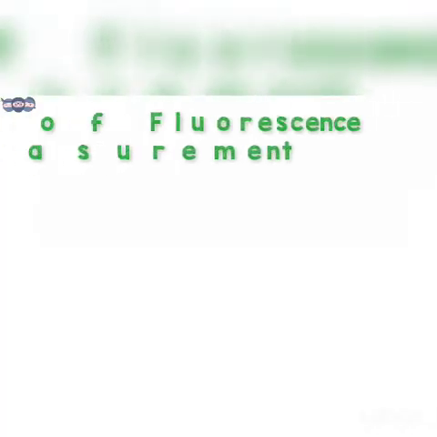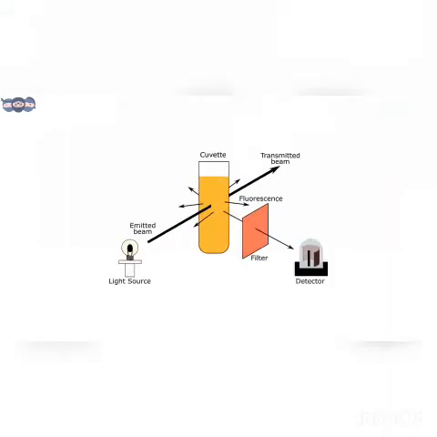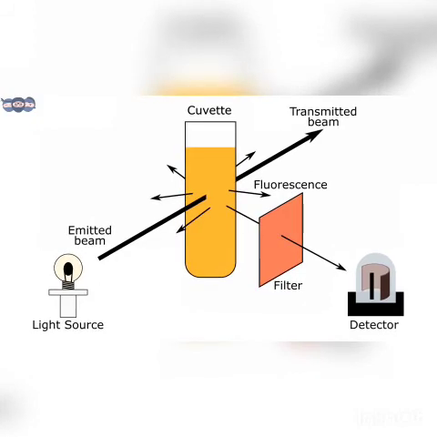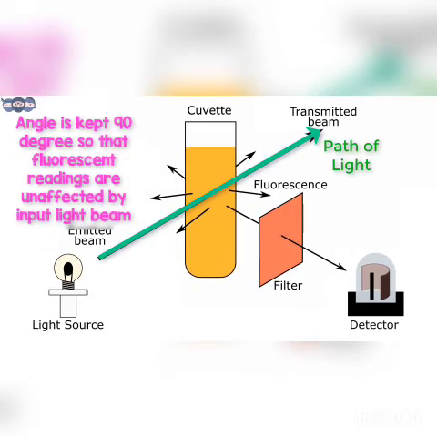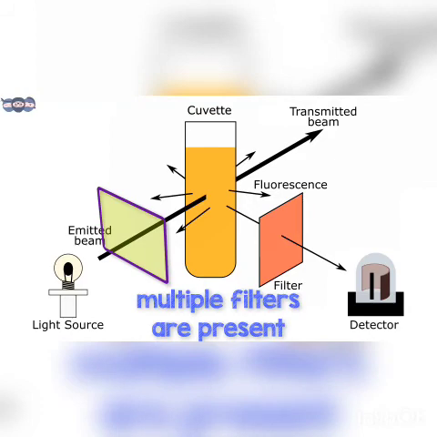Now let us try to understand the principle of fluorescence measurement. Again, we can refer to the diagram shown here. As seen, the detector is placed perpendicular to the light path of the emitted source. The analyte is placed in the cuvette. These instruments are equipped with multiple filters or monochromators.